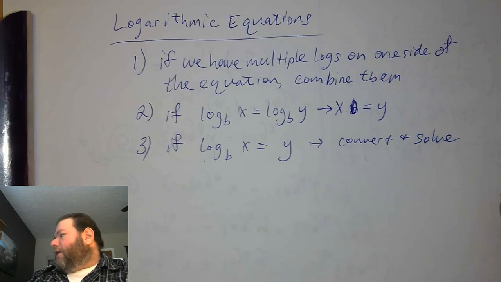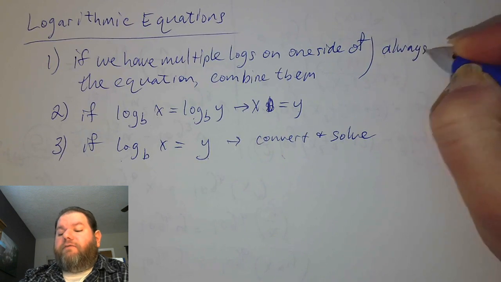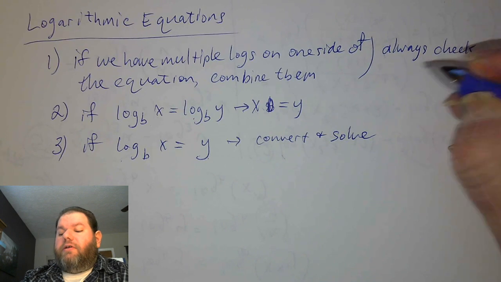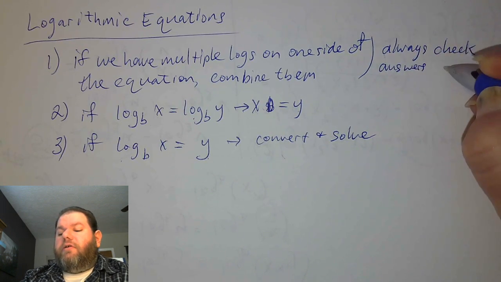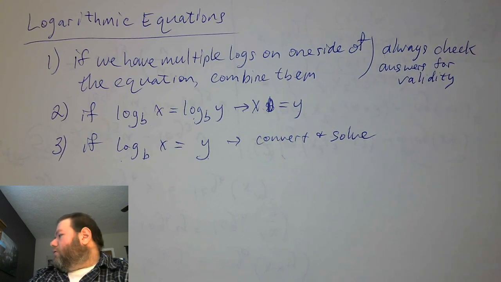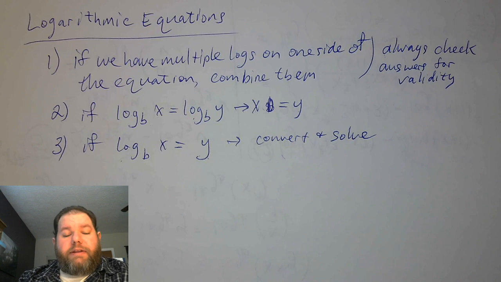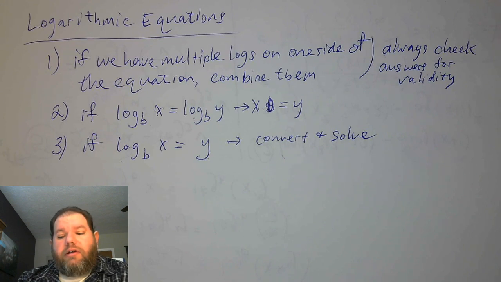Now, one thing I want to add is if we apply this first rule, we always check answers for validity. Because one thing that happens when we combine these terms is that sometimes we create additional solutions, much like when we square both sides of an equation that has square roots in it to begin with. So we had to check them then, and we have to check them here. So there will be problems where we get two solutions, but only one of them is actually valid.